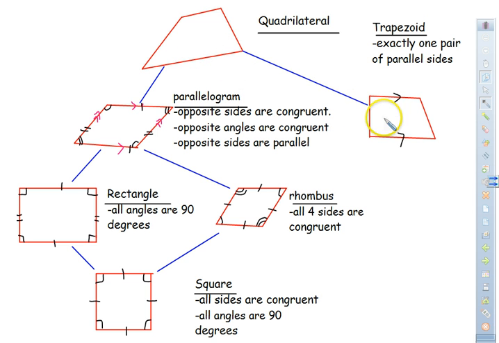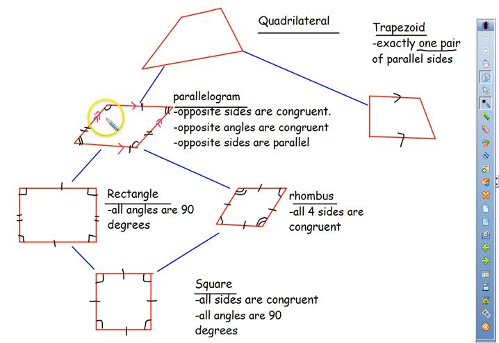We're going to slide down to this. This is a unique quadrilateral, the trapezoid, because it has exactly one pair. Okay, you can only have one pair of parallel sides. That's what these little arrows are representing on here. Okay, so you can only have one pair of parallel sides. If it has two pair, then it cannot be considered a trapezoid.